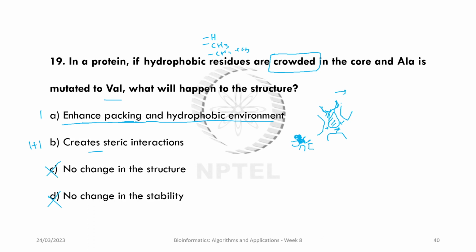residue here. But the only problem with option A is crowd. Because the hydrophobic residues are already crowded in the core and now alanine is replaced with valine, and it is making a problem where there's already no space to sit, and therefore it causes steric interaction. Are you okay with that?